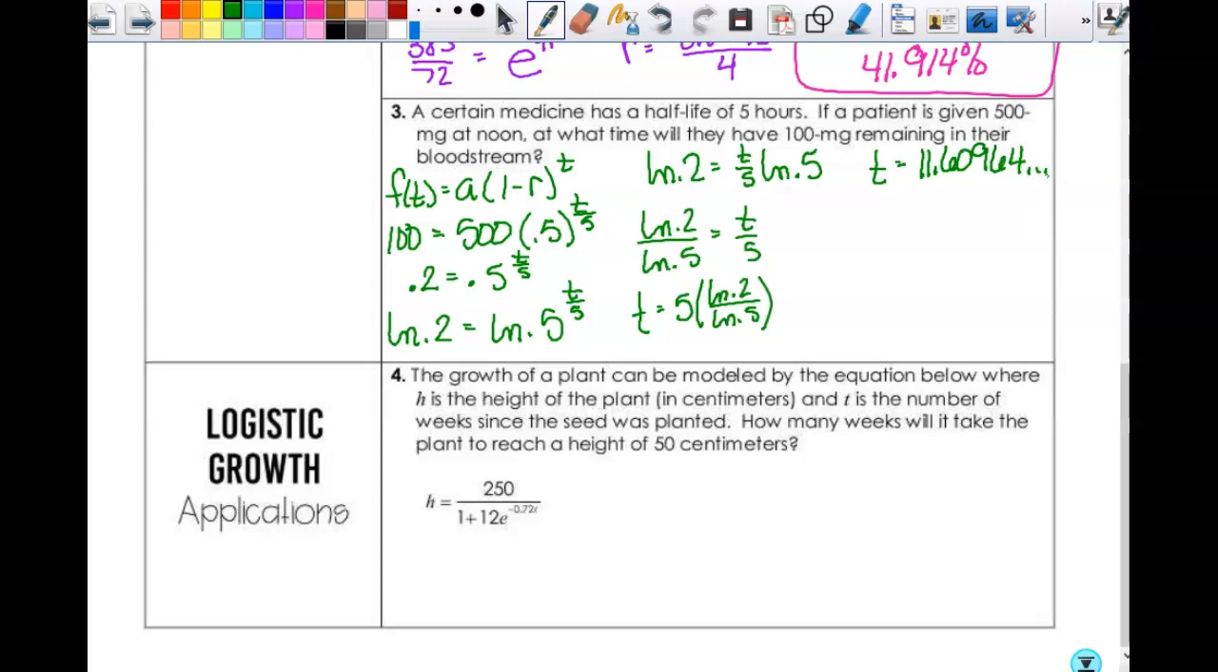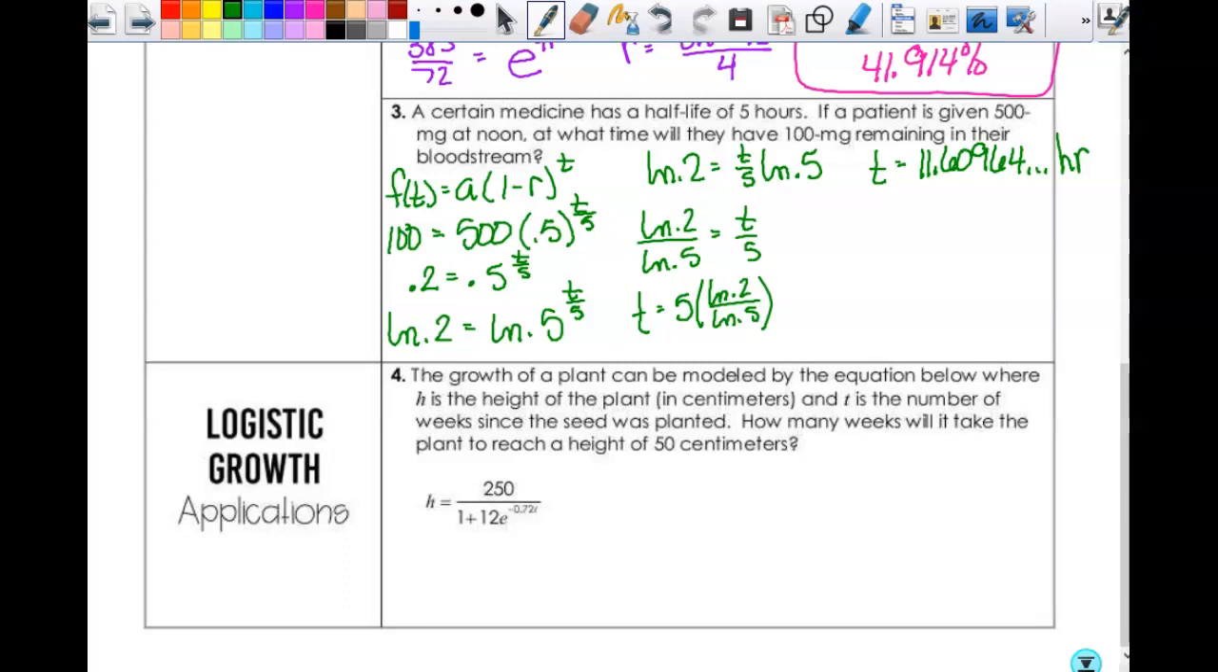So this number that you get, what does that represent? How many hours. Is that what this is asking me? No. It asks me at what time, right? So what time did all this start?